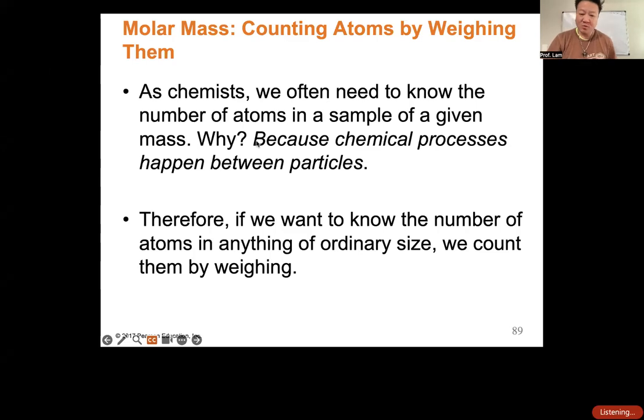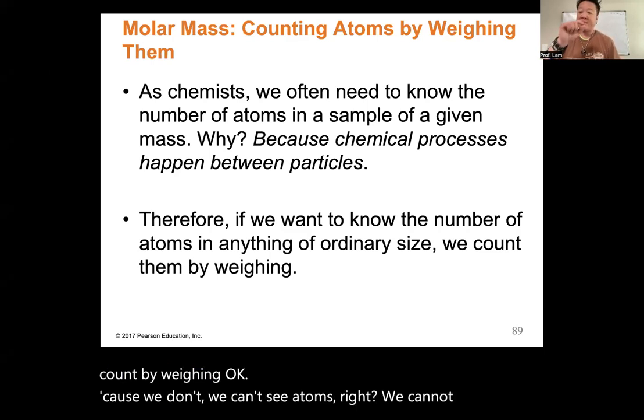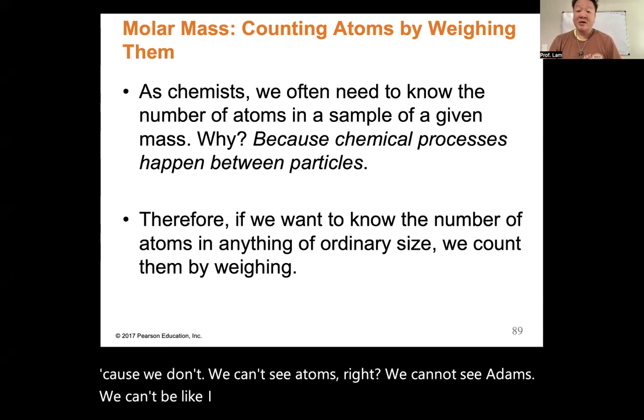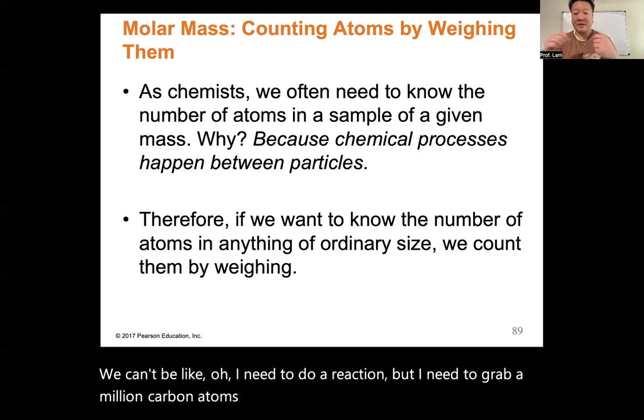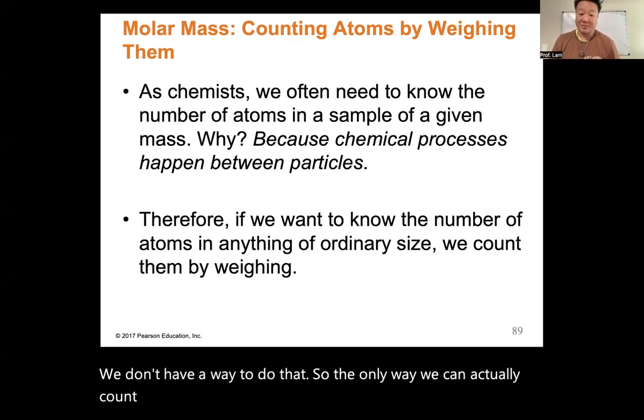Okay, so molar mass. What is a molar mass? It's a way for chemists to count by weighing, okay? Because we can't see atoms, right? We can't be like, oh, I need to do a reaction, but I need to grab 1,000,000 carbon atoms and I'm going to start counting carbon atoms. We don't have a way to do that. So the only way we can actually count atoms is by weighing them, okay?